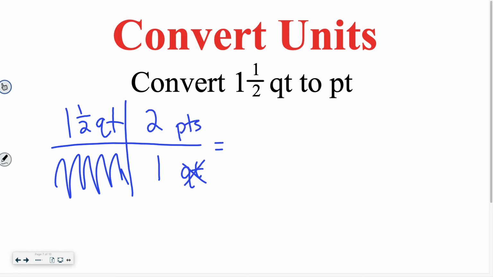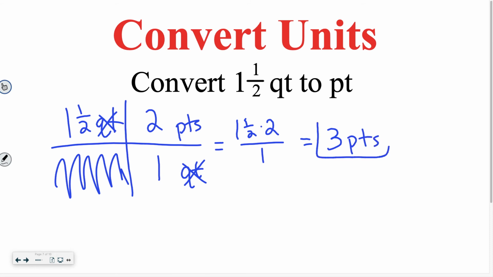So my quarts cancel. So then I have 1.5 times 2 over 1. 1.5 times 2 is 3. And then the label I'm left with is pints. I guess 3 over 1, which is just 3, right? I forgot to mention dividing by 1 leaves it as 3. So my answer is 3 pints.